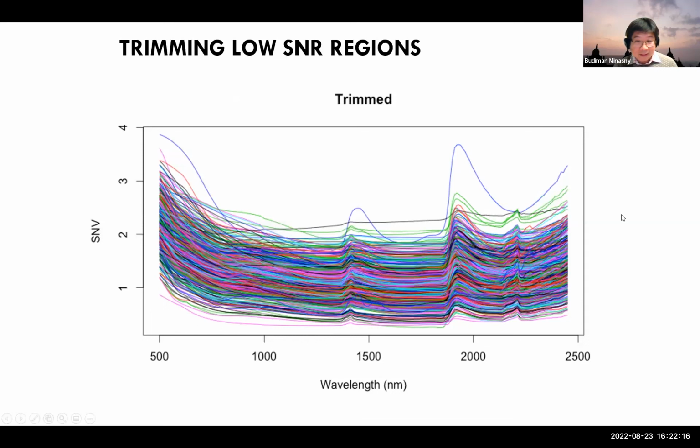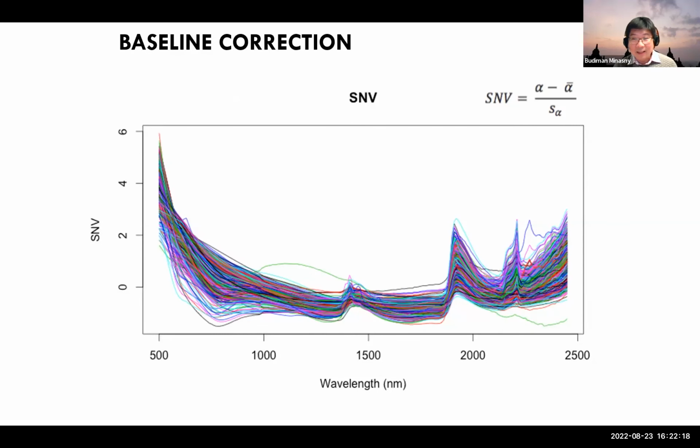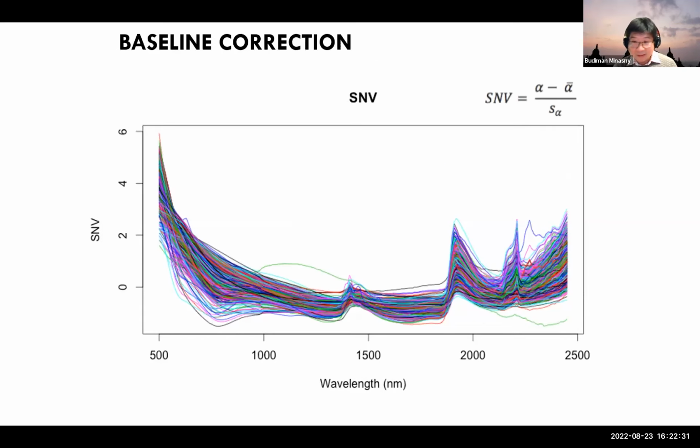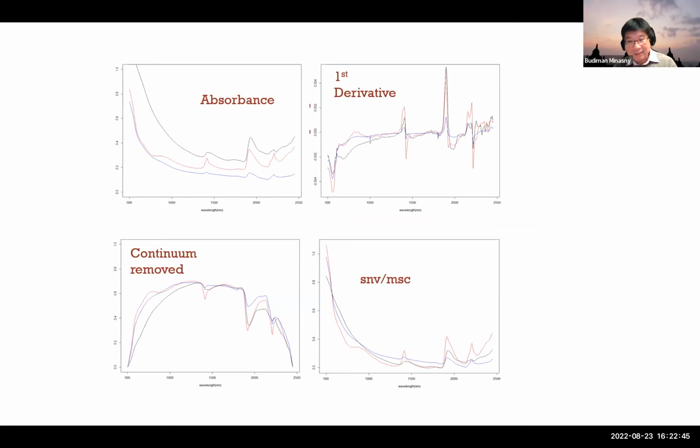You trim it out, and you also sometimes scale it. Why do you want to scale it? Because the reflectance is sometimes affected by the lighting or different scanning conditions. So you want to standardize it so that it has a mean of 0 and variance of 1, so that the spectra is not affected so much by the condition of the scanning. And after this, then you take this spectra.